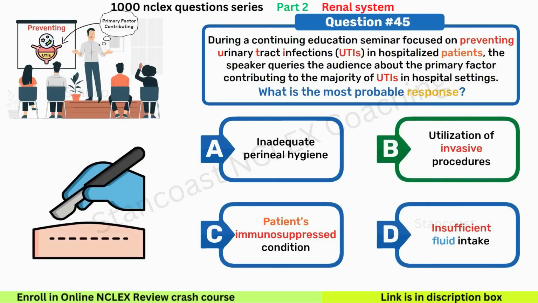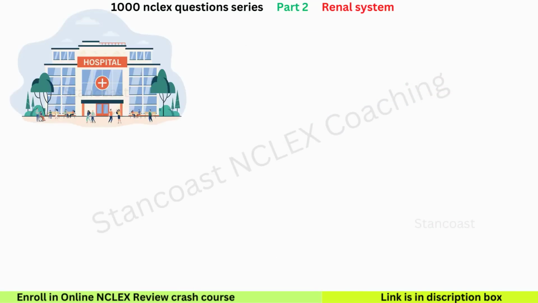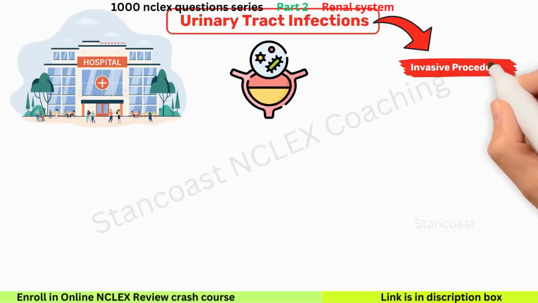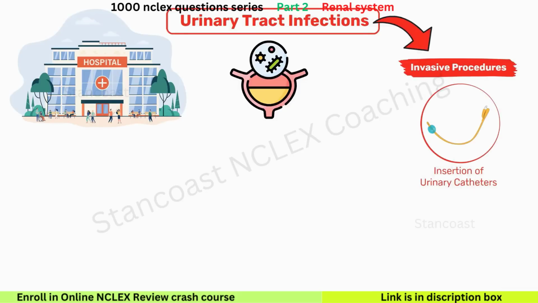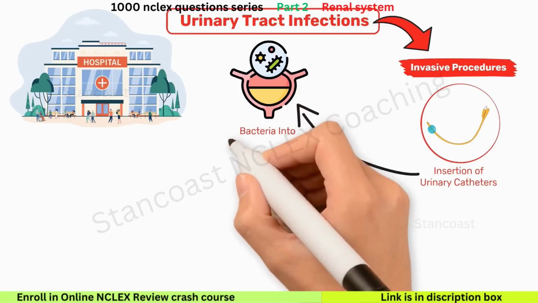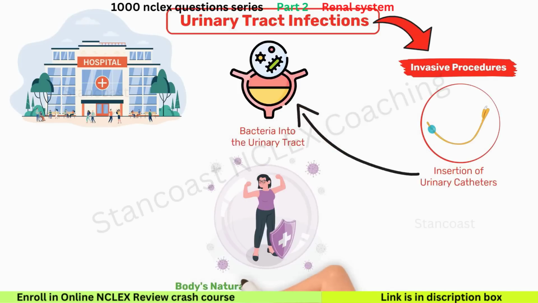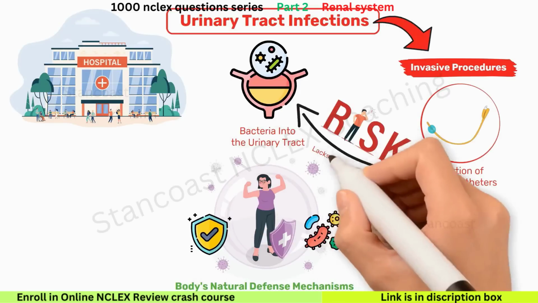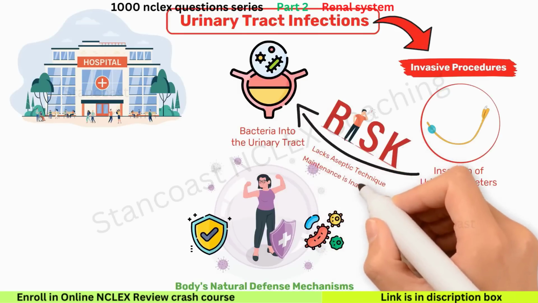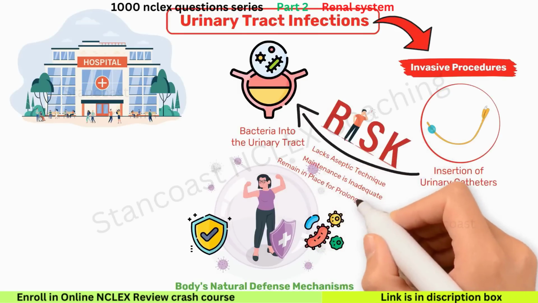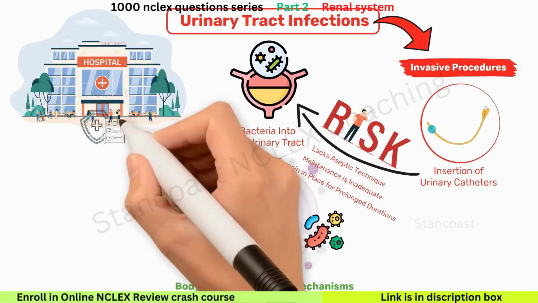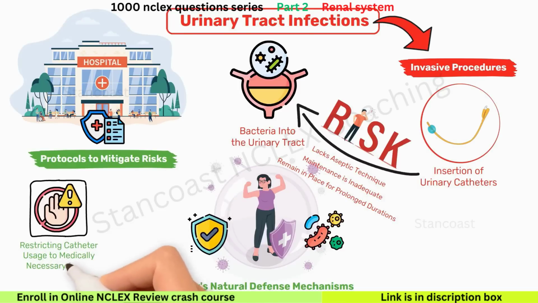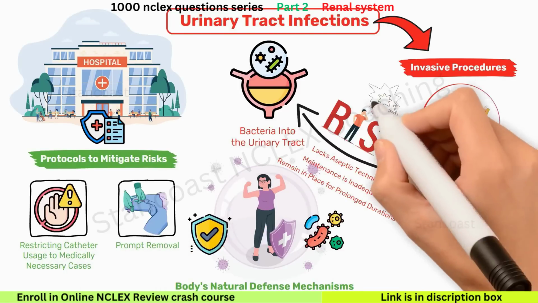Utilization of invasive procedures. In hospital settings, the leading cause of urinary tract infections, UTIs, often stems from the utilization of invasive procedures, notably the insertion of urinary catheters. Catheterization can introduce bacteria into the urinary tract, circumventing the body's natural defense mechanisms against infection. This risk is exacerbated if catheter insertion lacks aseptic technique, maintenance is inadequate, or if catheters remain in place for prolonged durations. Although hospitals implement protocols to mitigate risks, such as restricting catheter usage to medically necessary cases and prompt removal, the risk remains significant.